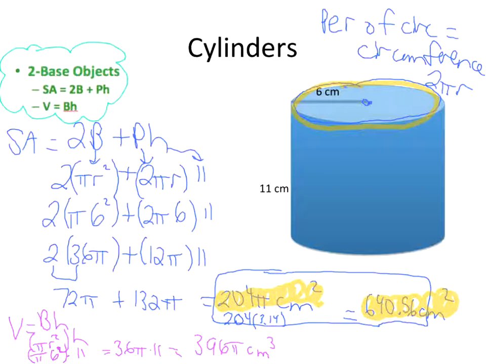That's one answer. The other way that they may write your answer is they might multiply 396 times 3.14, and that would give us 1243.44 centimeters cubed. So again, just know, two different answers. Well, two ways to write the same answer. That's a better way to phrase it. Same answer, just two different formats. One keeps pi in there, the other one multiplies pi out.